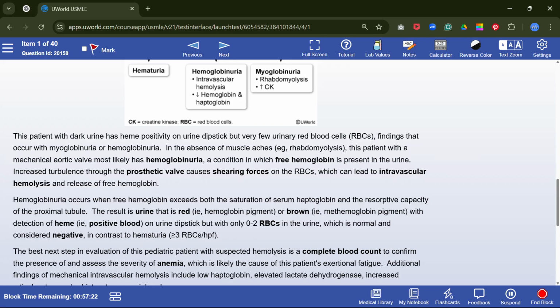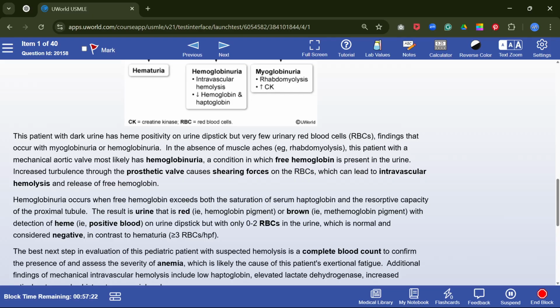This patient with dark urine has heme positivity on urine dipstick, but few urinary red blood cells. Urinary red blood cells occur in myoglobinuria and hemoglobinuria in the absence of muscle rhabdomyolysis. This patient with mechanical aortic valve has hemoglobinuria, a condition of free hemoglobin in the urine.